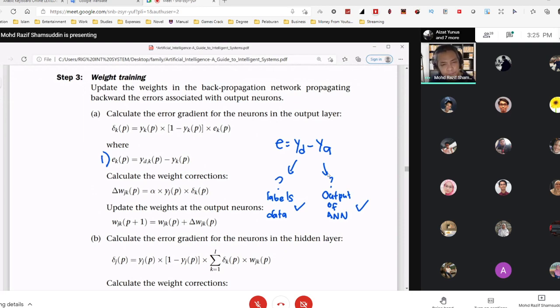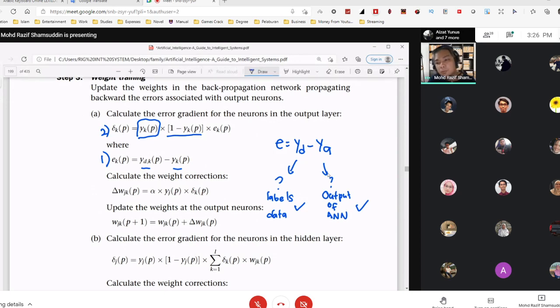So we calculate the first step. Error is calculated as y desired minus y actual. Same thing like perceptron, so this shouldn't be a problem for you. The next step would be to calculate the error gradient. Error gradient here is calculated as the output of the network times 1 minus output times the error at that particular output.